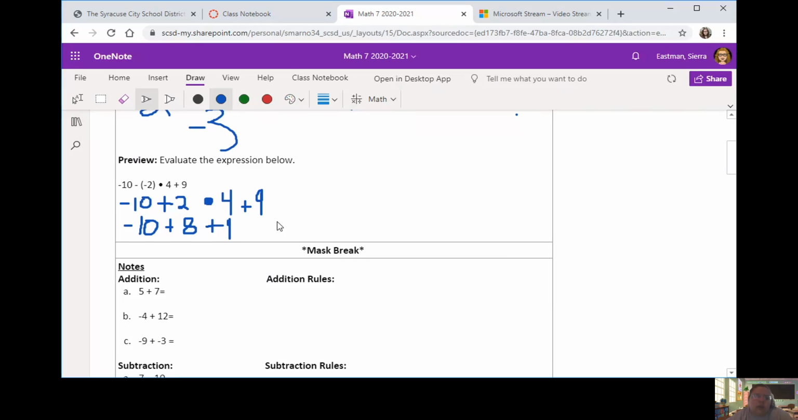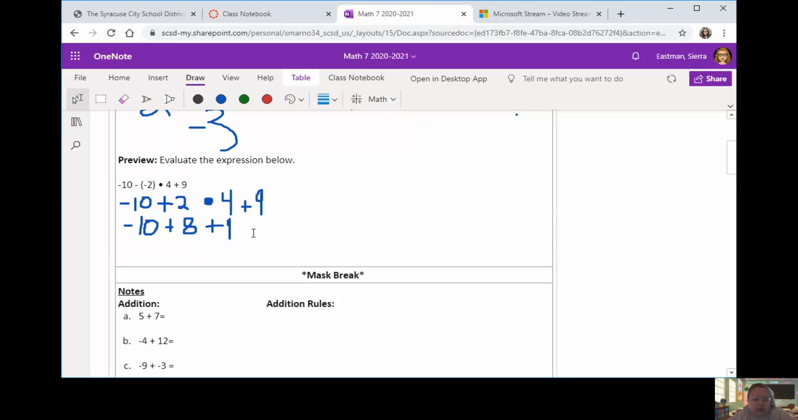After multiplication, we normally would have division, but there are no division symbols in here, right? There's nothing that's telling me we're doing division. And then we have addition and subtraction, but we also don't have any subtraction. All of these are adding rational numbers, even though the 10 is negative. So let's go ahead and think about that. I'm just going to give myself one more line of space here.